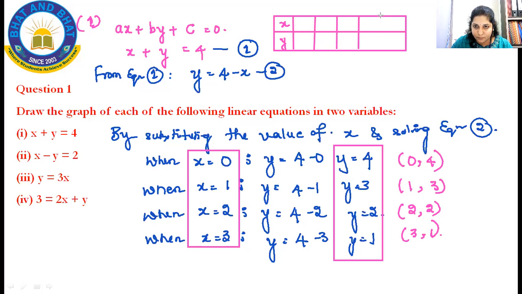Okay, and now go on putting the values of x and y. So when your x value is 0, what is your y value? 4. When your x value is 1, you got y is 3. When your x is 2, you got y is 2. And when your x is 3, what was your y value? Y value is 1. Correct?